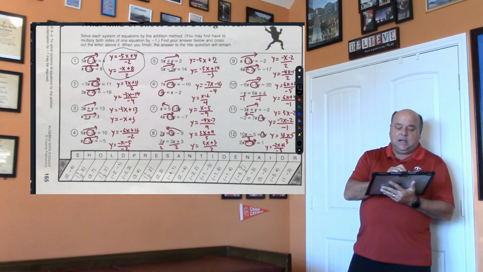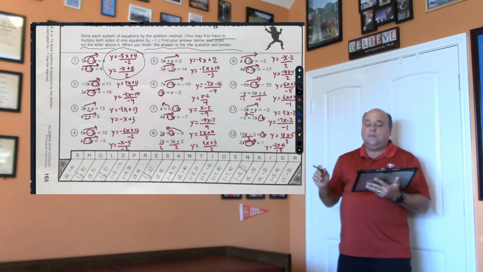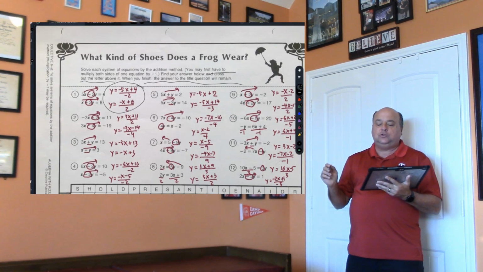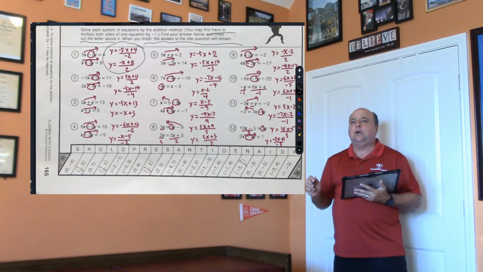And what does it say? Solve each system by the addition method, or just solve them by graphing, okay? Find your answer below and cross out the letter above it. So you're going to cross out the letter above it. When you finish, the answer will remain. So what kind of shoes does a frog wear? That's what you'll get down here after you scratch out all the answers, okay?